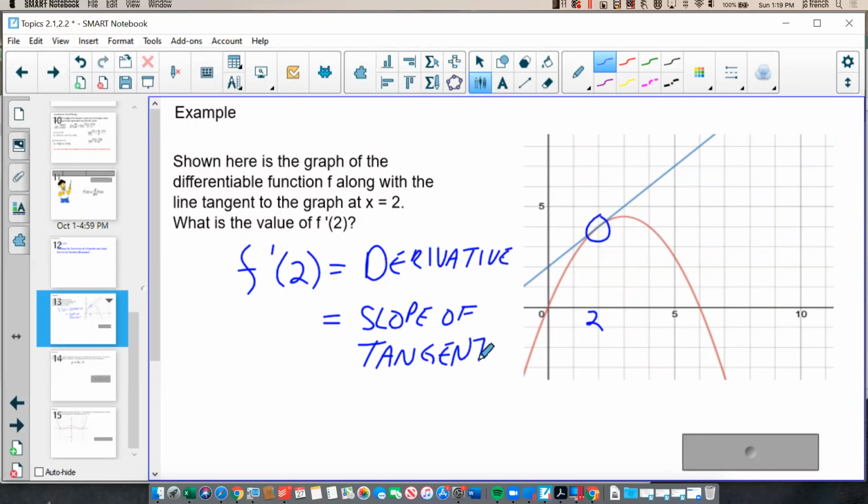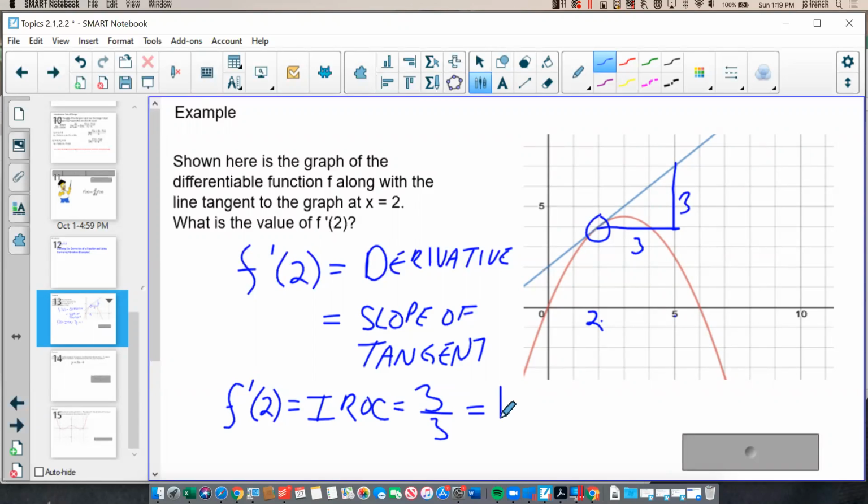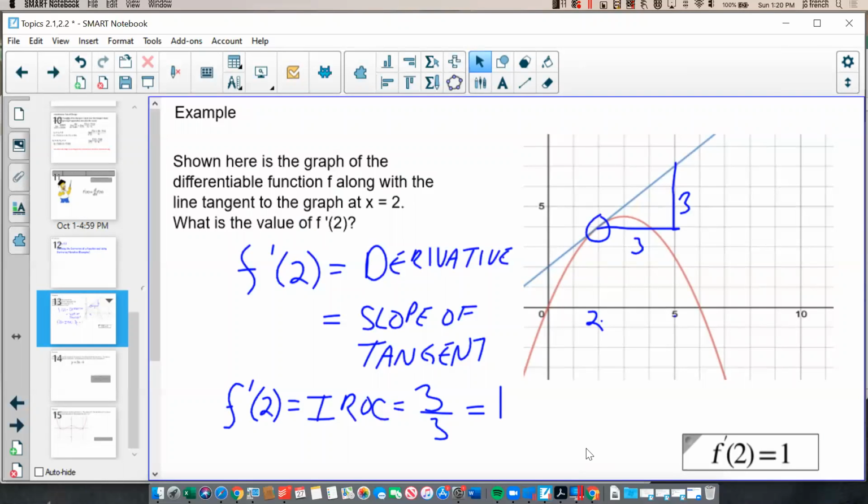So given the graph, we have the tangent line, so we can calculate the slope. And if we look at our rise over run, here's a run of 3 going from 2 to 5. And in that same time, we go up 3. So my rise over run for my tangent line will give me my instantaneous rate of change for a line, or my derivative. So my derivative at 2, f prime of 2, is 1. Let's look at another example.